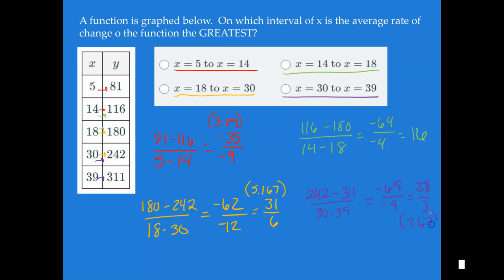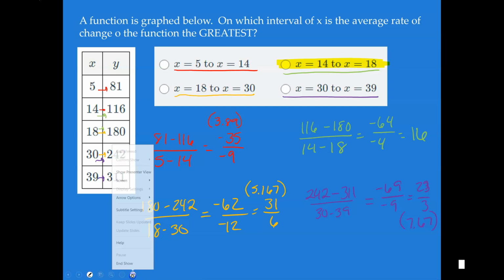which in decimal form is 7.6, but we're going to say 7.67. All right, so I want to know who has the greatest interval. Okay, so looking at all of these, who has the biggest rate of change? Well, it's going to be the 16 guy over here, so it's going to be the one in green. Oh, I thought I hit highlighter. So this guy right here is our answer. Okay, so it's just a little work, but it wasn't that bad.